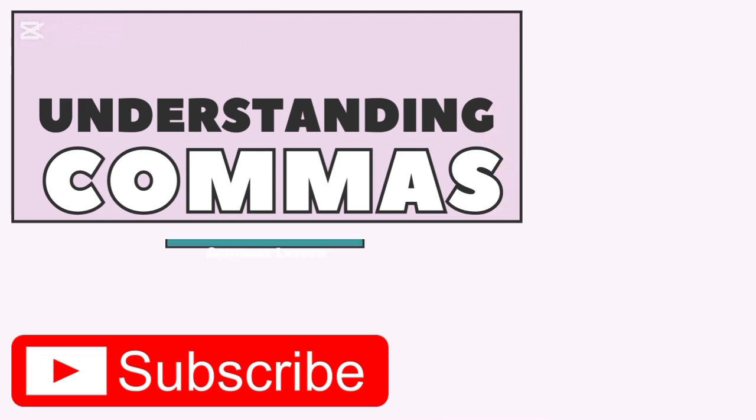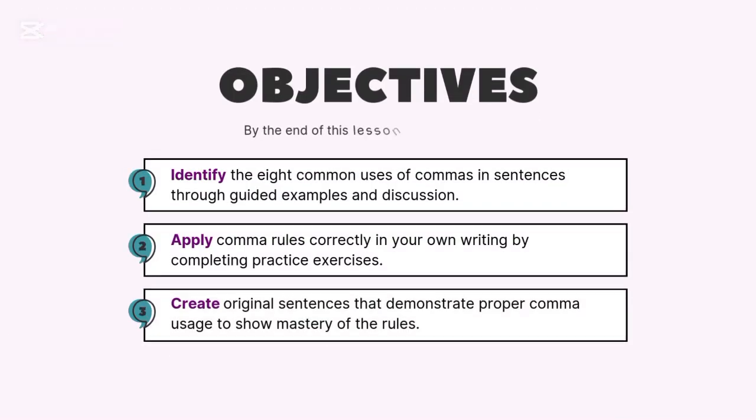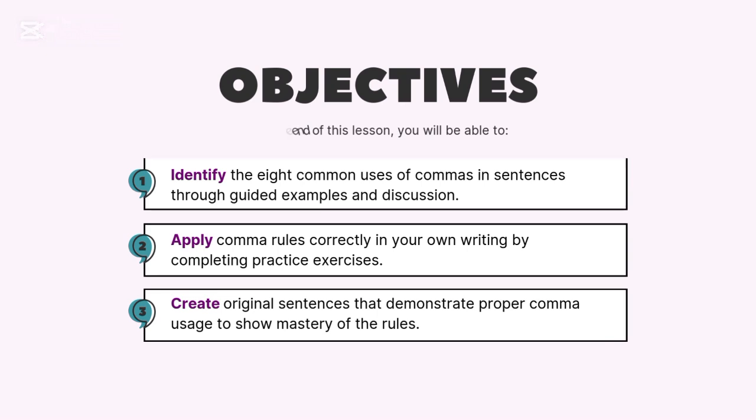Let's first discuss objectives. By the end of this lesson, you will be able to identify, apply, create. Identify the 8 common uses of commas in sentences through guided examples and discussion. Apply comma rules correctly in your own writing. Create original sentences.